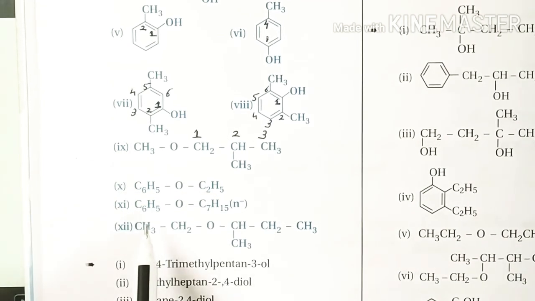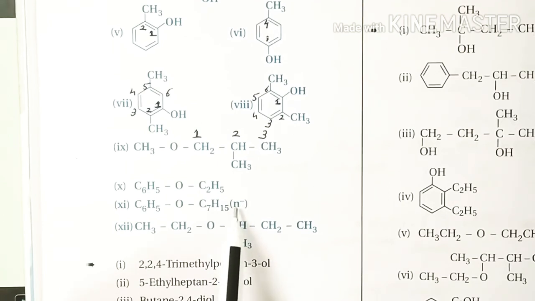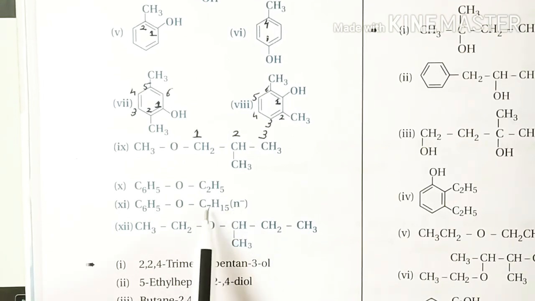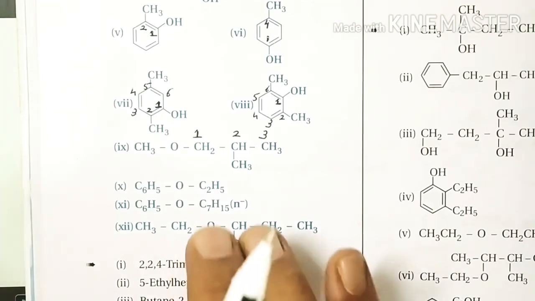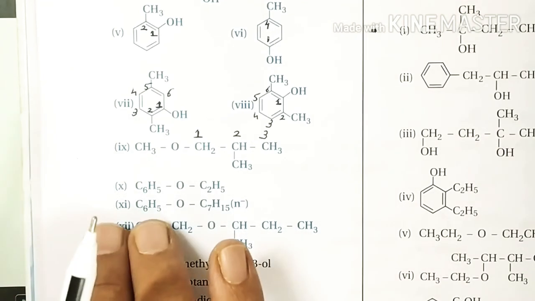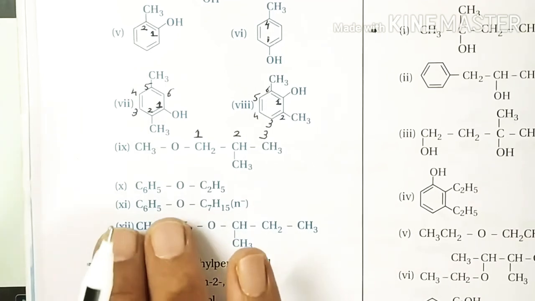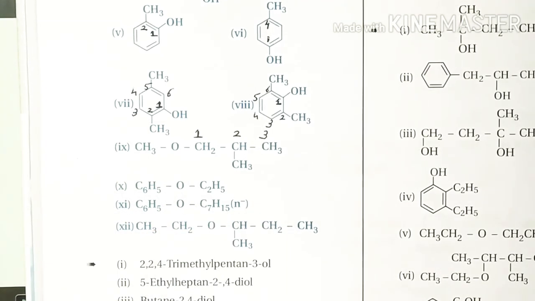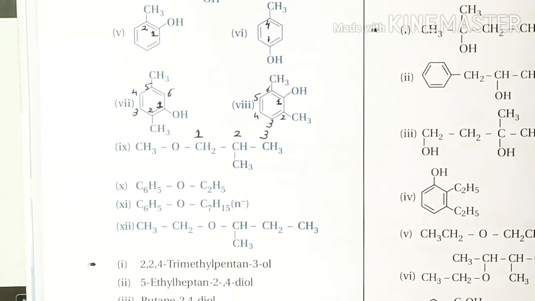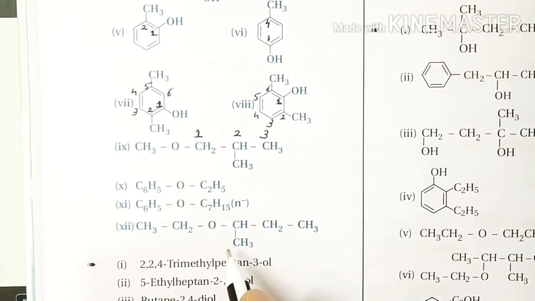Next is a little bit interesting, C6H5OC7H15, but it is written with N, which means normal. So this C7H15 is in a normal, linear chain. The longest is C7H15 and the shorter is C6H5, so the word root is heptane. So it is phenoxyheptane, or sometimes called 1-phenoxyheptane.